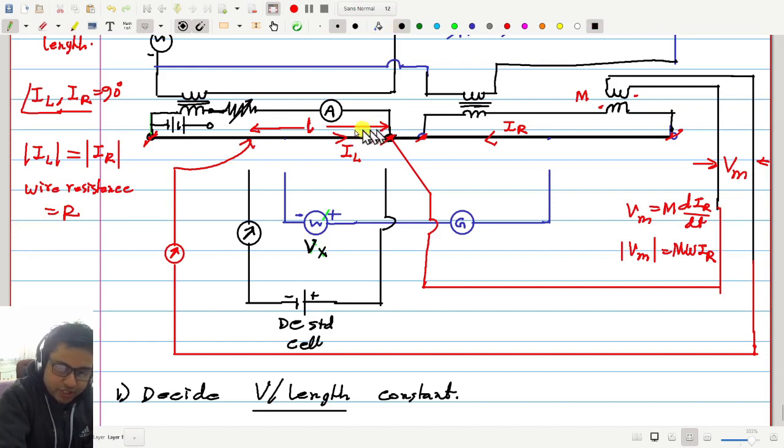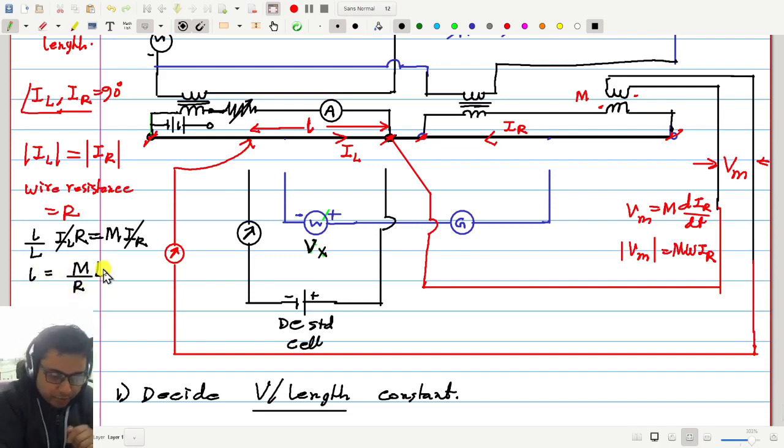Let me do it. So here this voltage is L by L into I_L R. This is this voltage, correct? And this should be equal to this voltage, which is M into I_R. And we want I_L and I_R to be of the same magnitude. Therefore, we should take L to be equal to M by R into capital L. I missed the omega.